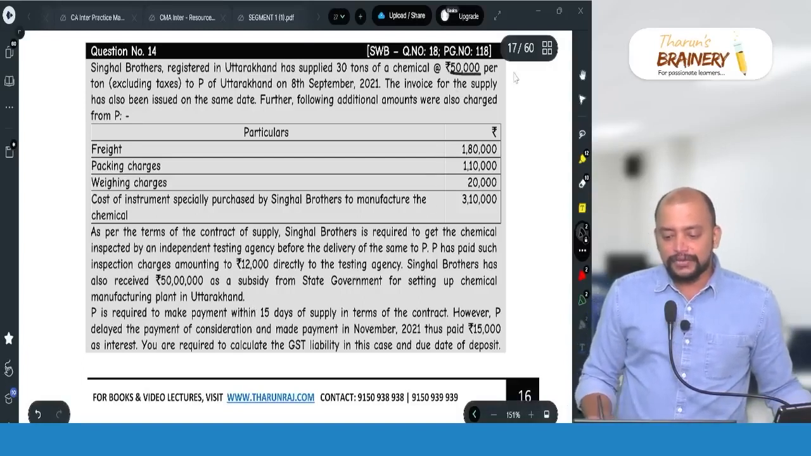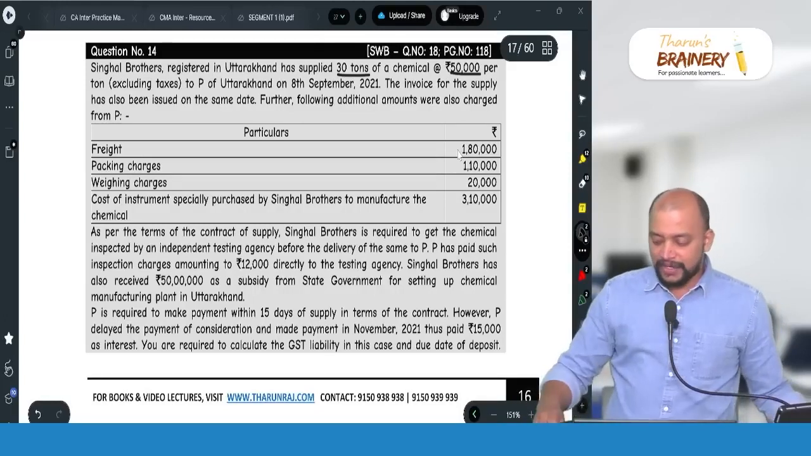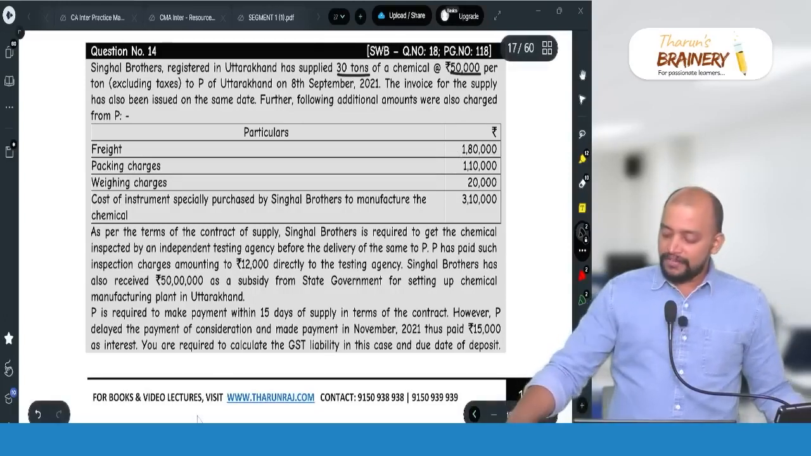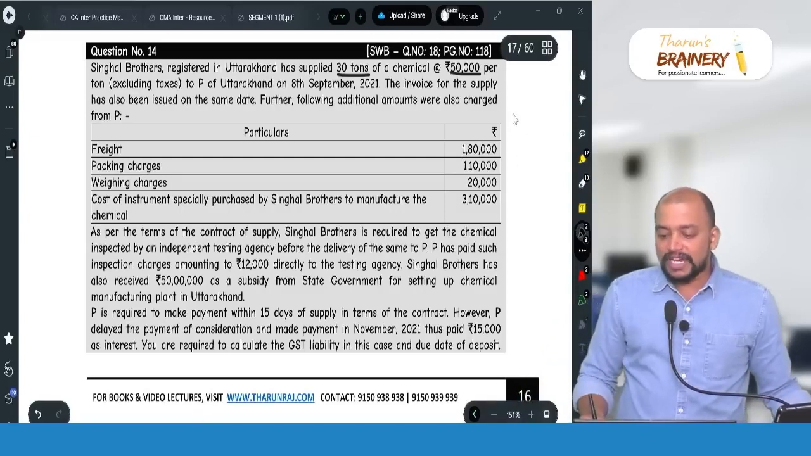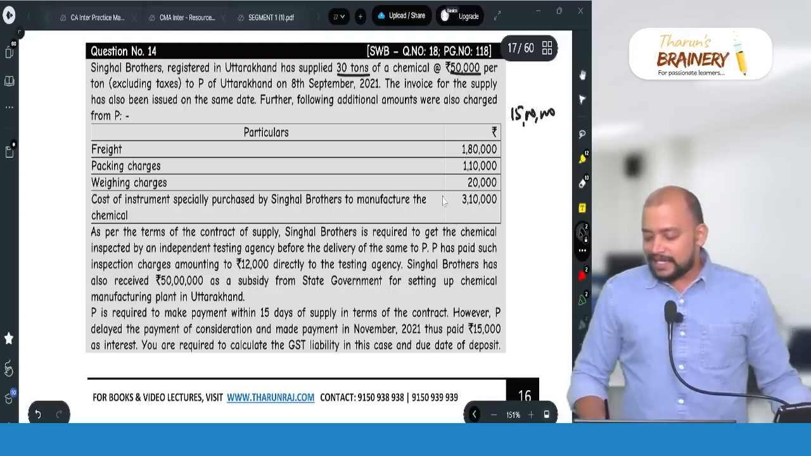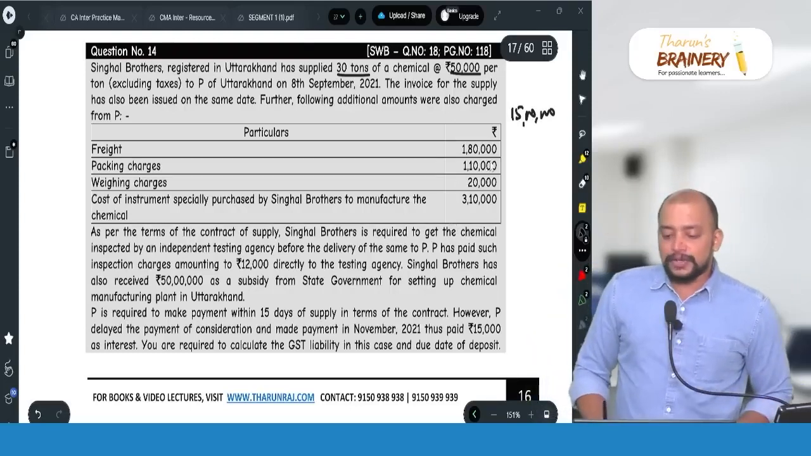So, 50,000 per ton into 30 tons will be taken as the transaction value. So, 50,000 into 30 comes to 15 lakhs, which will be taken as transaction value. Freight will be 1,80,000.